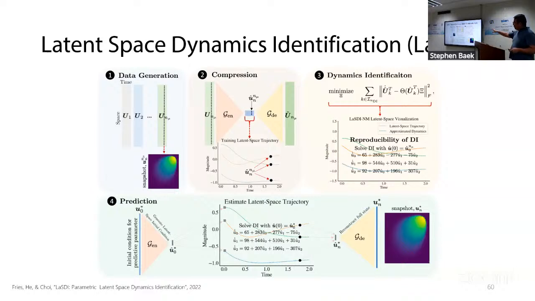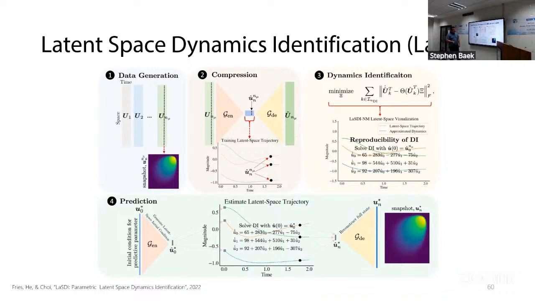Here's a few other methods that I would like to introduce. This is work done by a group at the Lawrence Livermore National Lab called Latent Space Dynamics Identification, or LASDI. Pretty much the same in the sense that we have the autoencoder to reduce the dimensionality, but the favorite part of this idea is that when they identify the dynamics in the latent space, they actually introduce a lot more interesting ideas compared to what I presented a few slides ago.